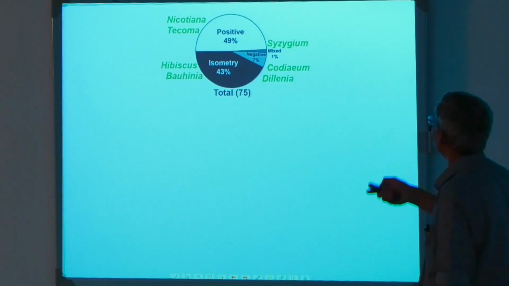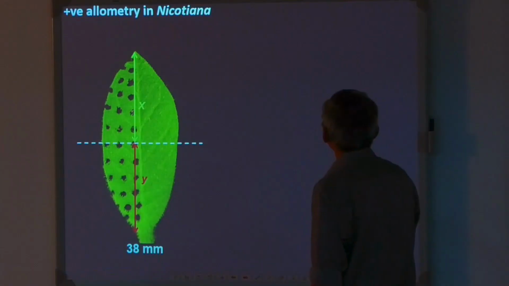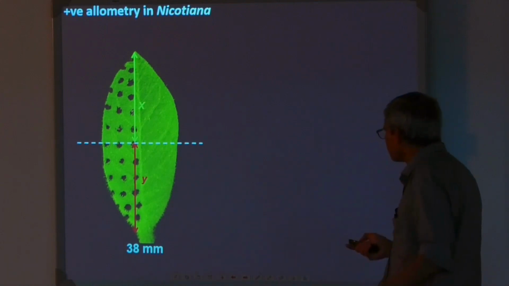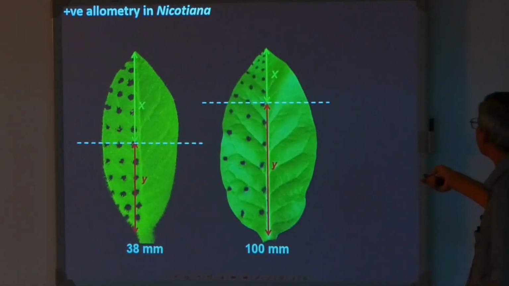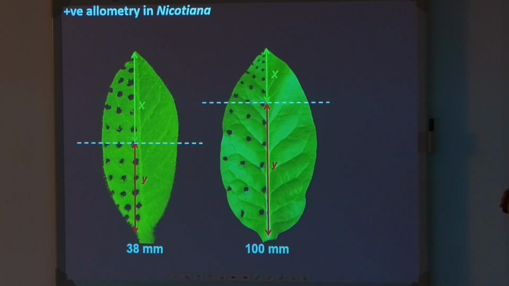So what we do is we pick a representative species from each group and then ask how they behave at the cellular level. We picked a couple of species here, a couple here and here, and then see how they grow. This is tobacco, which is a representative of the positive allometry. This is a young leaf which is 38 millimeters long. The midpoint is here, and as it matures, the midpoint moves up. It is a positive allometry.